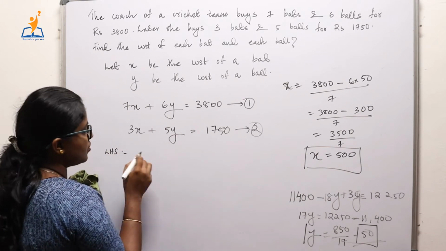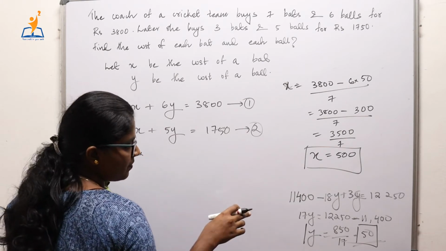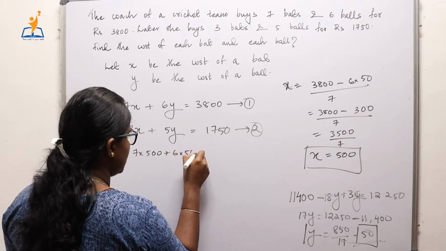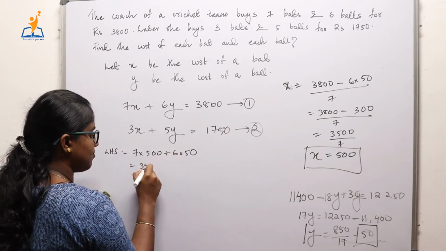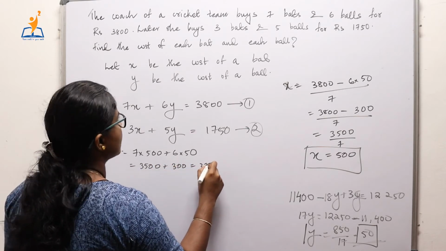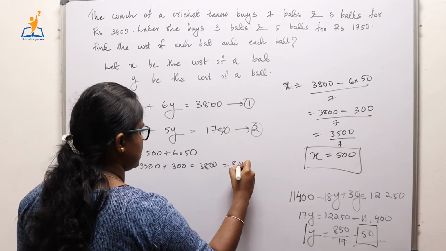LHS is 7 into x, that is 7 into 500, plus 6 into y, which is 50. So that will become 7 5s are 35, so 3,500 plus 300 is 3,800, which is our RHS. So that part is over.